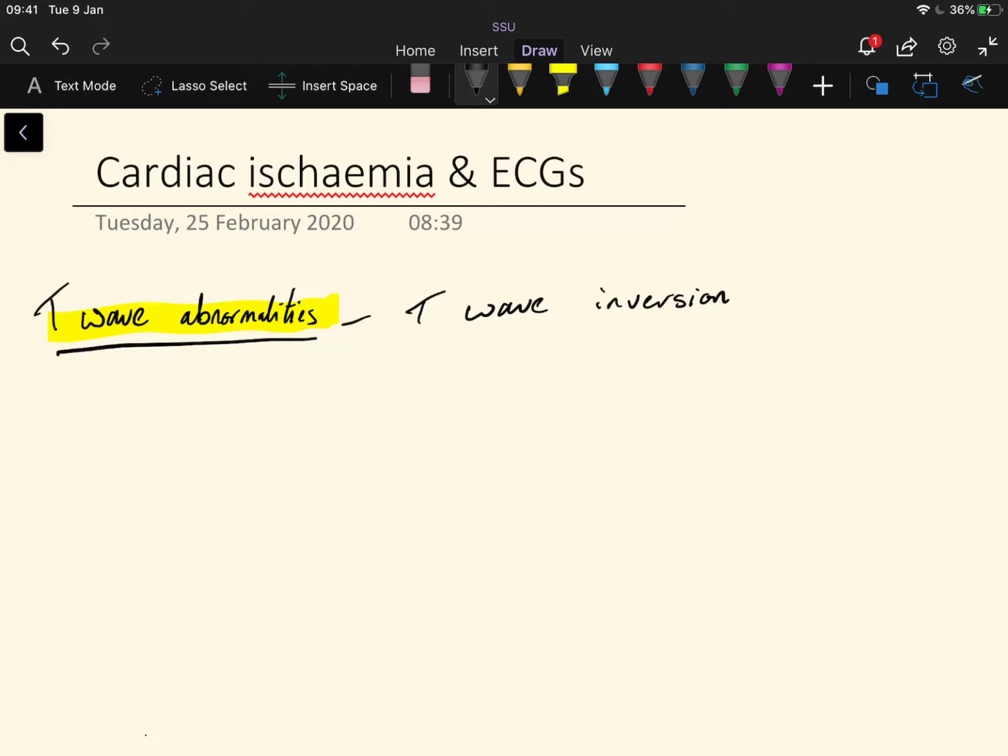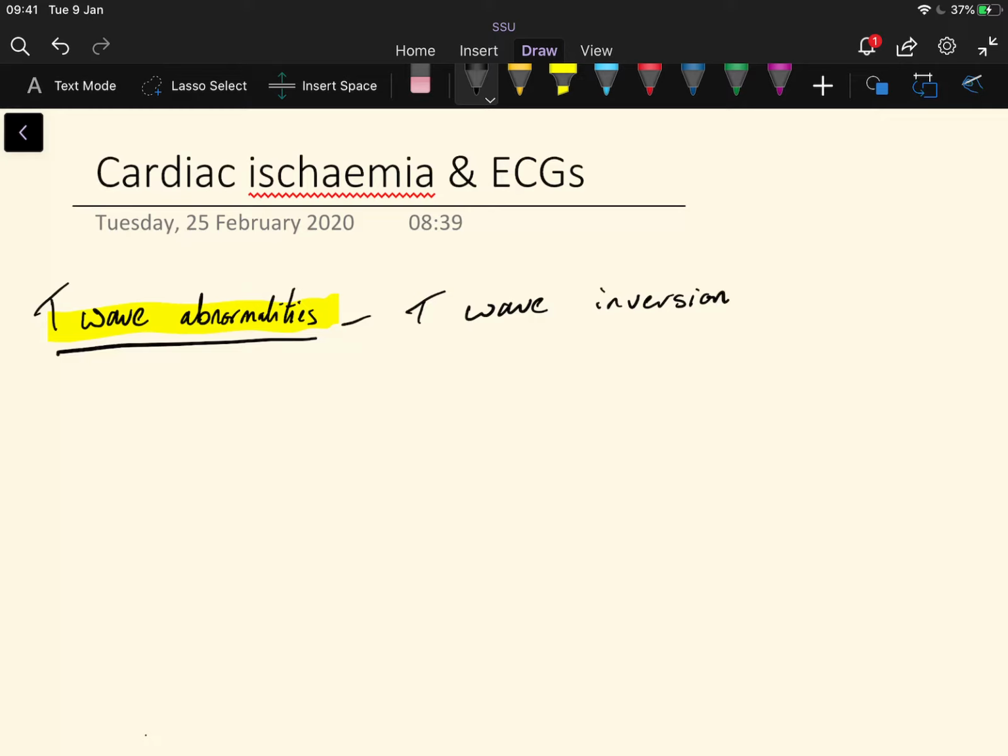Now, T-wave inversion on its own can just be a normal variant in some people. So in infants, after about 48 hours, I think it is, you're going to see T-wave inversion, and that's normal. That's not a sign of ischemia. And it can be normal in adults as well, in V1 and V2, AVF, AVL, depending on the individual. And in AVR, it's always going to be negative pretty much all the time. It can be due to pathology such as hypokalemia.